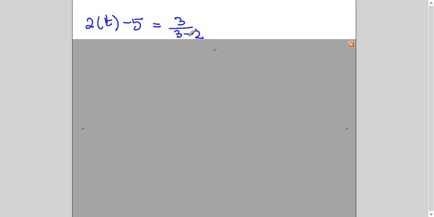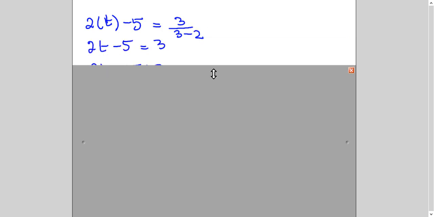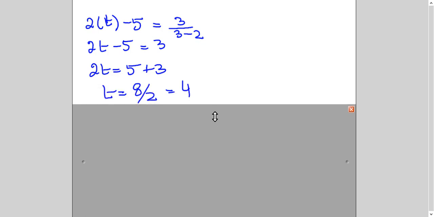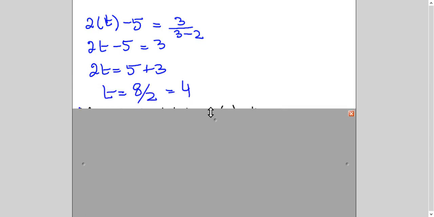3 minus 2 is 1. So 3 divided by 1 is 1, right? 2 multiplied by t is 2t minus 5. So 5 will go on the other side, manipulation of the formula. So you will make t the subject and it will become 8 divided by 2. So t is 4.